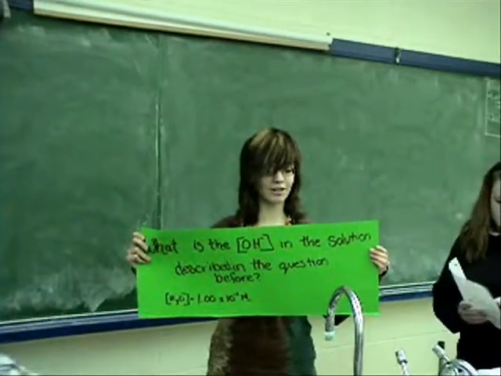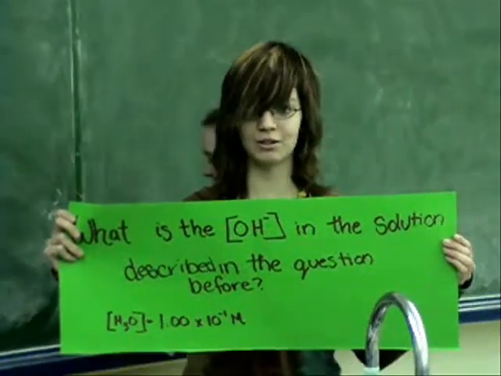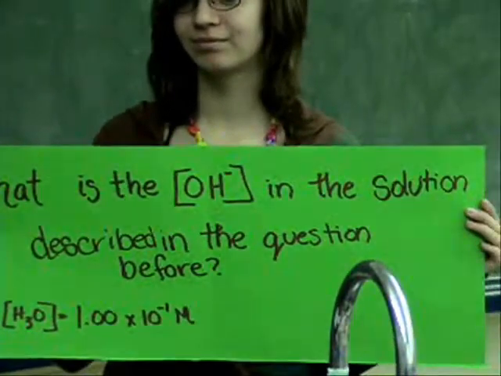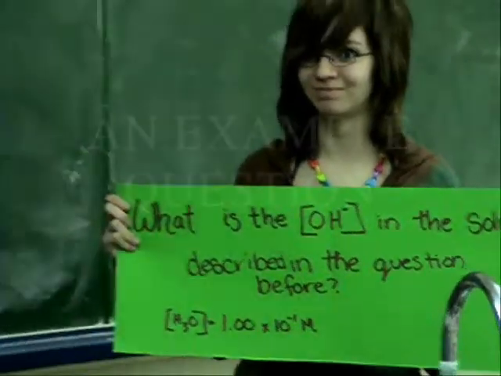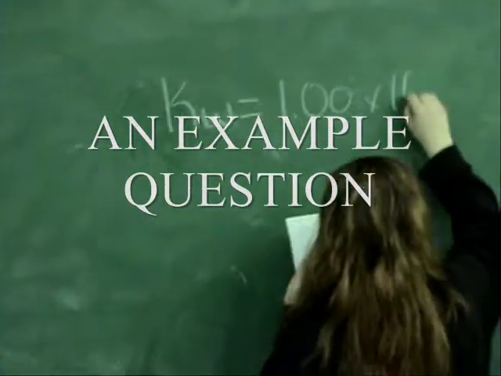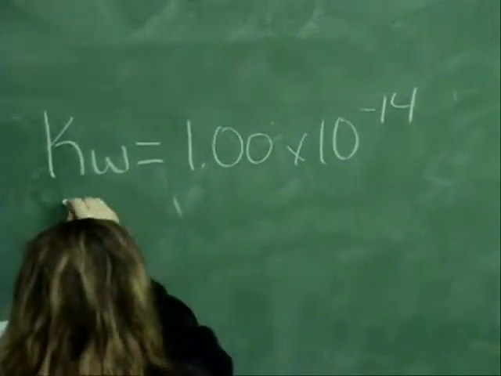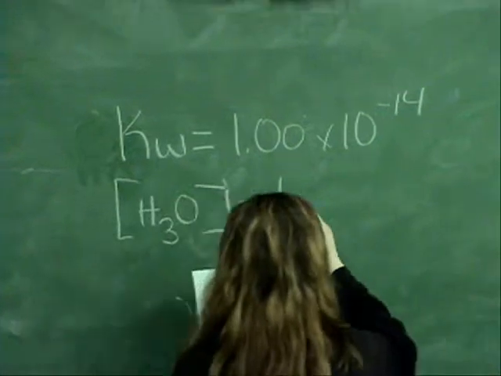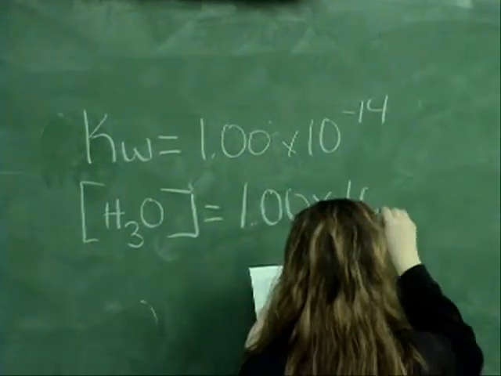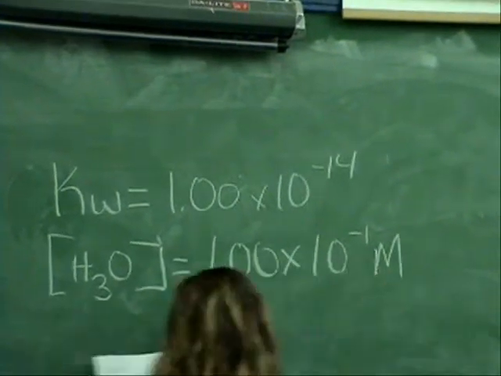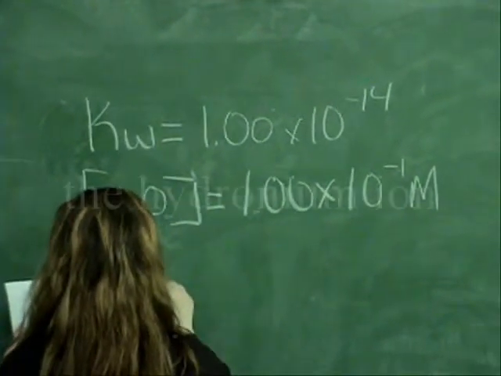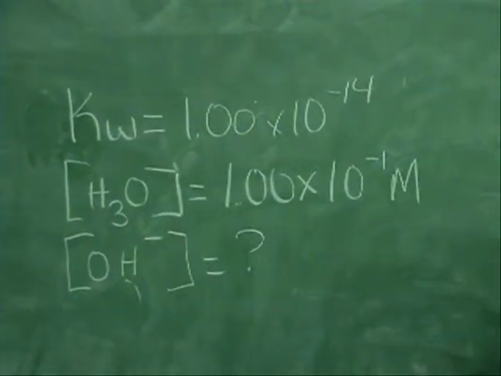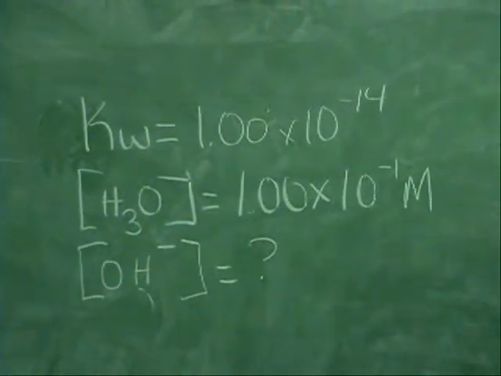What is the concentration of OH- in the solution described in the question before? Well, this is doing the question on the board. Kw equals 1.0 times 10 to the negative 14. H3O+ equals 1.0 times 10 to the negative 1 mole per liter. OH- equals the question.